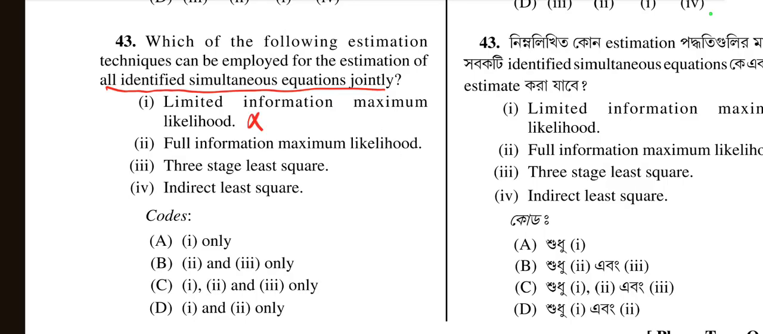This is not for all identified. Then full information maximum likelihood. This is for all identified. Then three-stage least square. This is also for all identified. Then indirect least square. This is not for all identified. So only options 2 and 3 are for all identified simultaneous equations. Option B is the right choice here.